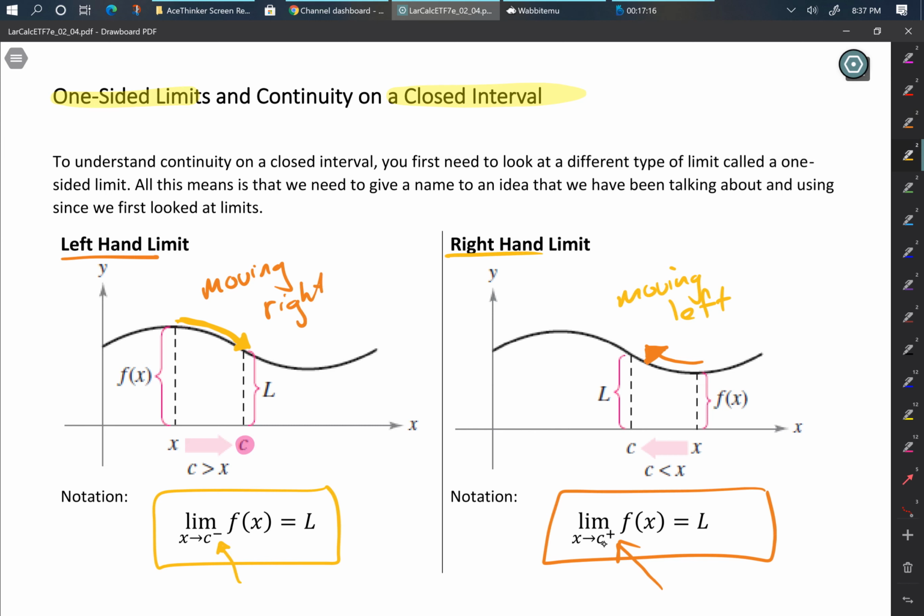So it isn't about which way you're moving, it's about where you're coming from. Are you coming towards the number from the left of the number, or are you coming towards the number from the right of the number? Left-hand limits come in from the left, right-hand limits come in from the right.